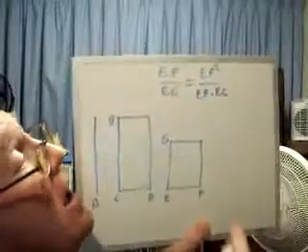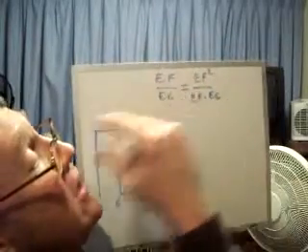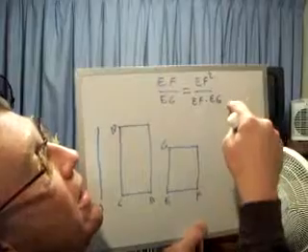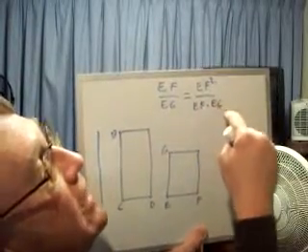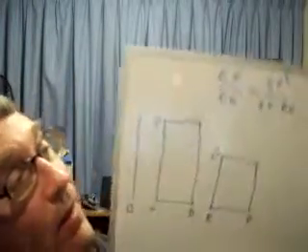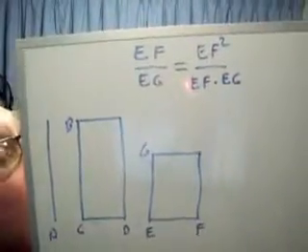Okay, according to the lemma, this is what you got. As EF is to EG, so EF squared is to EF times EG. Okay, got that? Okay. Had to make sure I wrote it correctly. Therefore, the square on EF is incommensurable with the rectangle FE and EG.